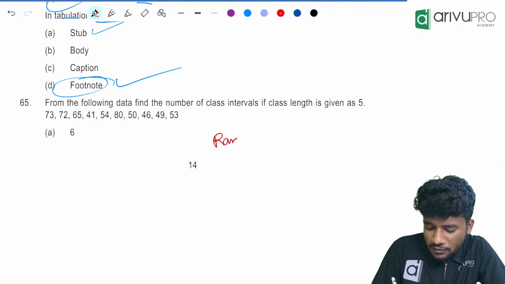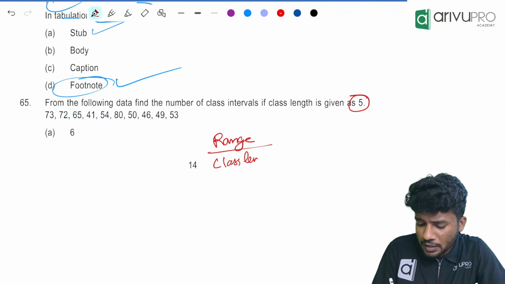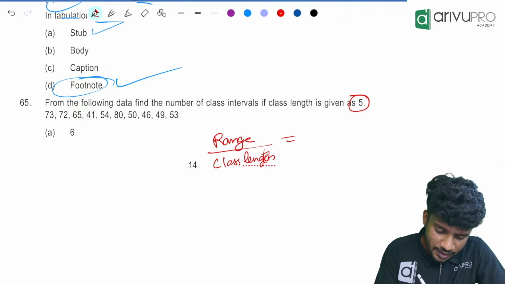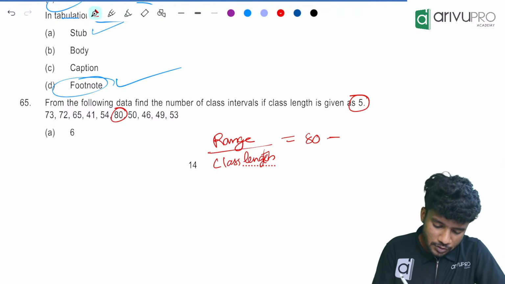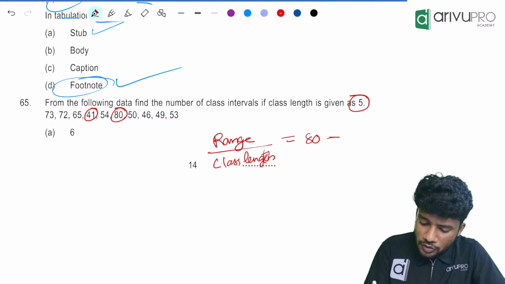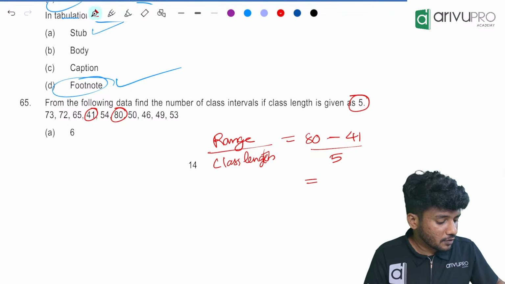Number of class intervals is nothing but range divided by given class length. Range is what? Highest observation minus smallest observation. Highest observation is how much over here? 80, correct? 80 minus, what is the smallest observation over here? I think it is 41, correct? Yes. So 80 minus 41 divided by 5, that is nothing but 80 minus 41 is how much? 39, right? Anyway, I'll check.